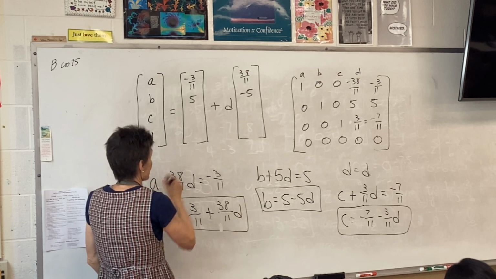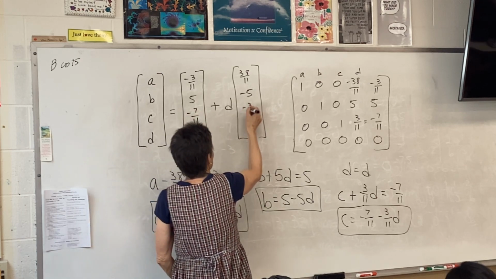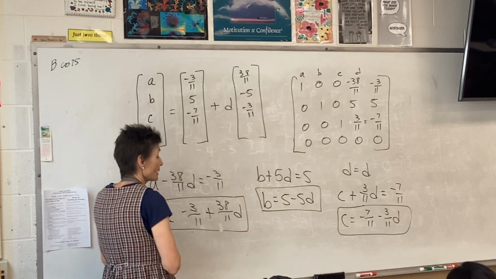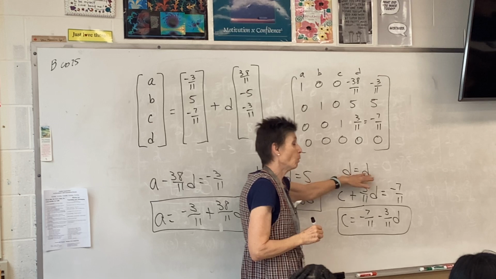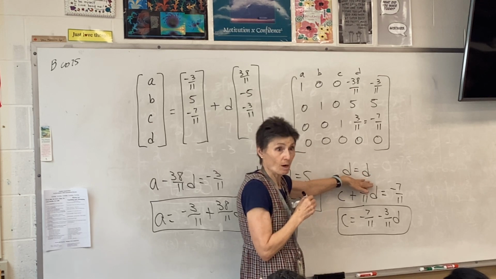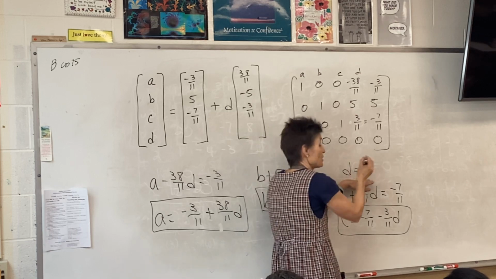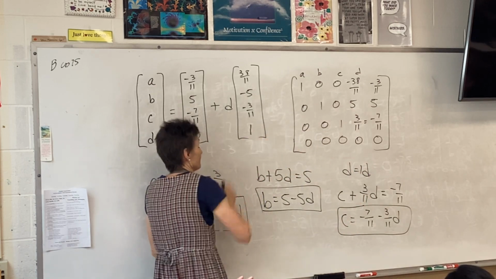All right, let's see. Negative 7/11 and negative 3/11 too. And then don't let this confuse you. What is the number part for this? 0. 0, 1. And what's the coefficient part? 1. So it's 0, 1.